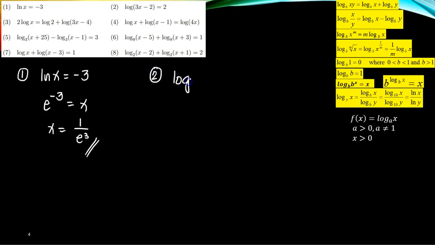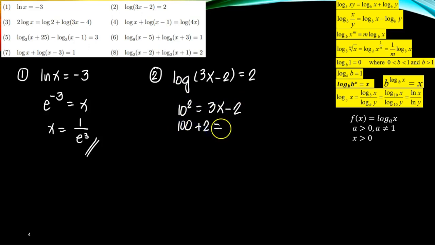Number 2, let's try. Logarithm of 3x minus 2 equals 2. The base is not specified, therefore it's automatically base 10. So that's 10 squared is equal to 3x minus 2. So that's 100 plus 2 is equal to 3x, 102. Let's divide this by 3, 34. And then when we plug in 34 in there, the argument is still positive. So that means it's correct. It's a solution set. Let's try the next number.